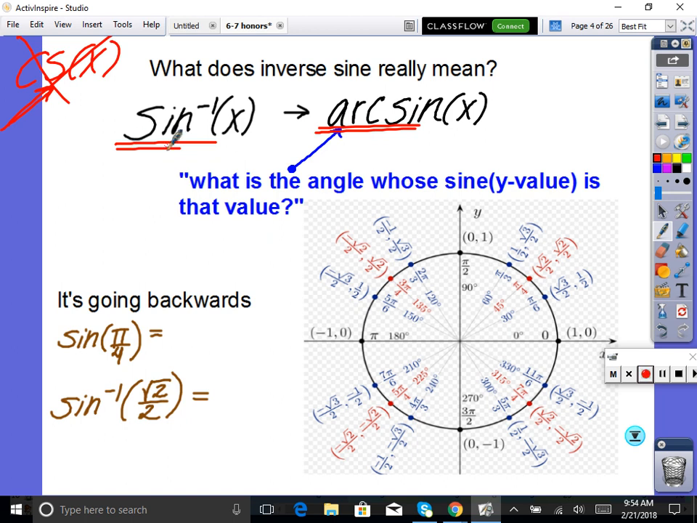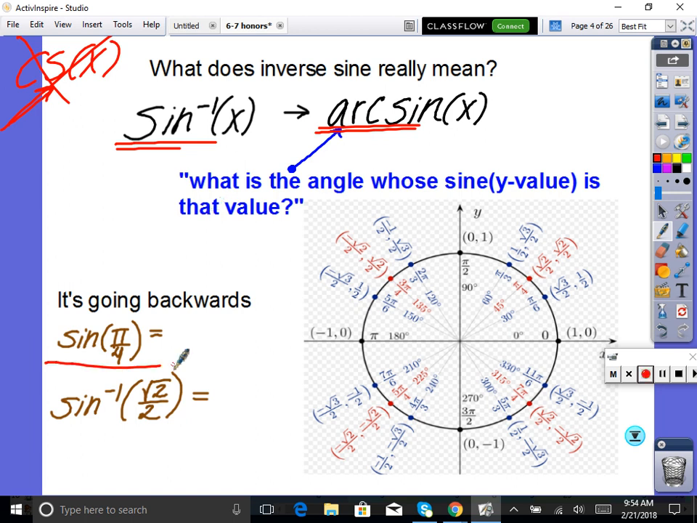What sine inverse, or arc sine, is saying is: what angle has that y value? What angle has that y value? And then you say this angle, 45 degrees. Does that kind of make sense? So look right here. It's going backwards of this.